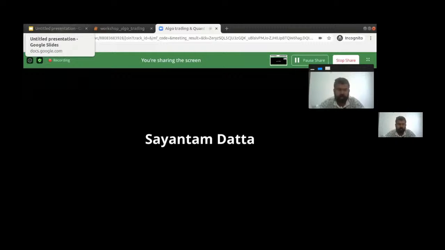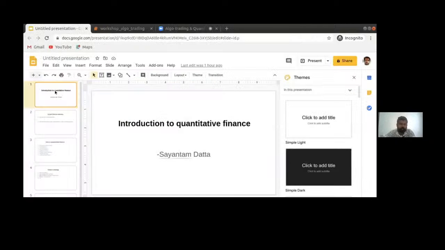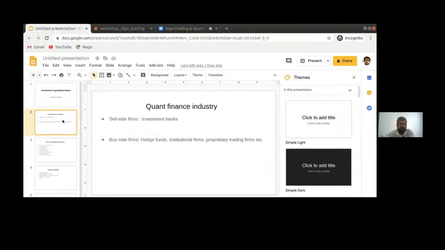What career prospects are there in quantitative finance? To begin with, I'll have a couple of slides on how the quant finance industry is divided.